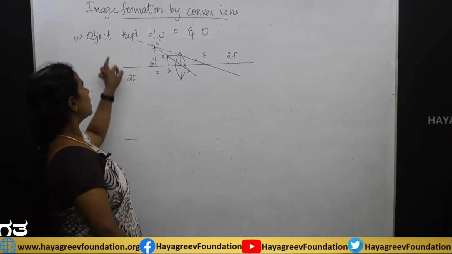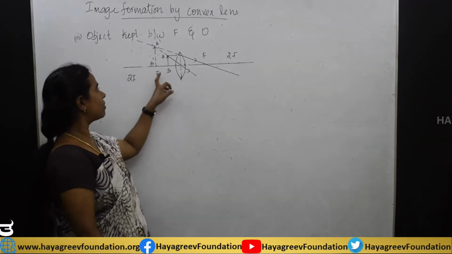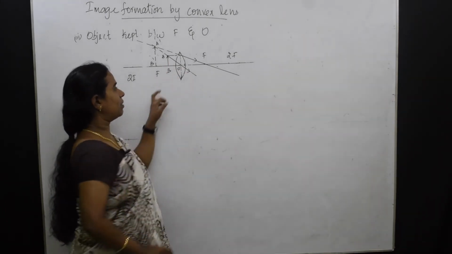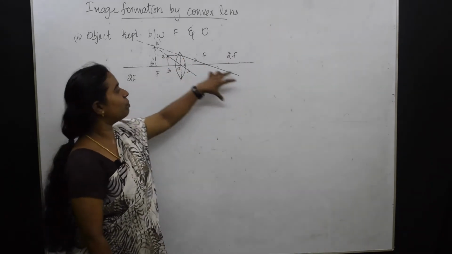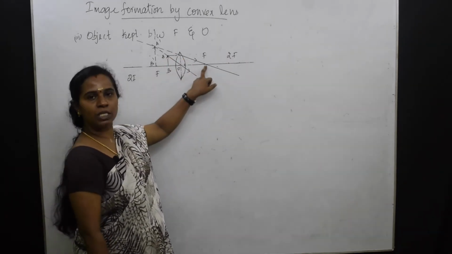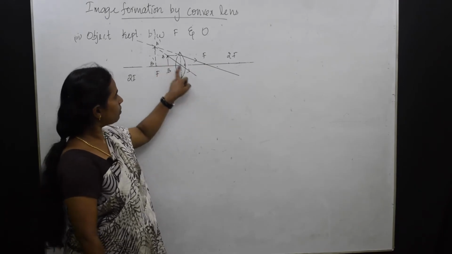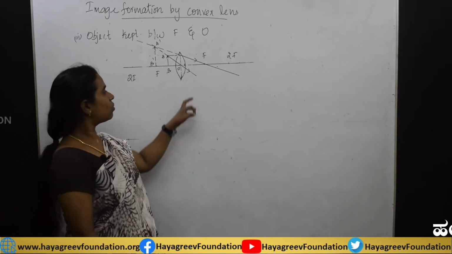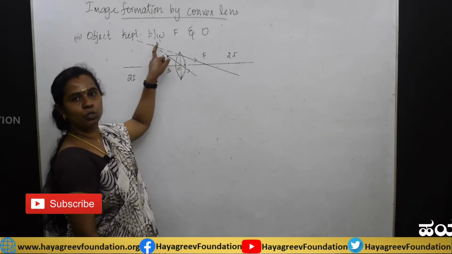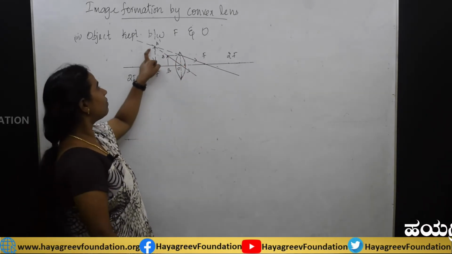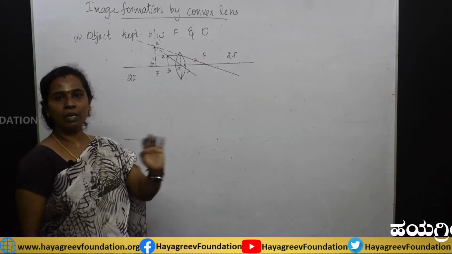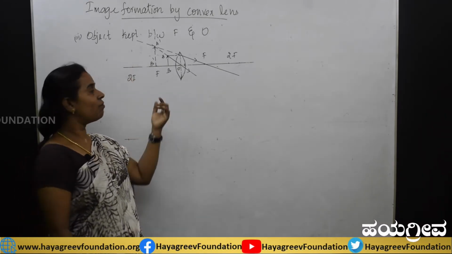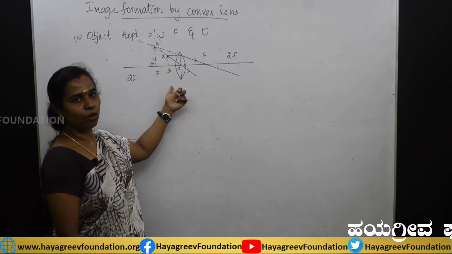Next case: object kept between f and optic center. So a small object we will keep between f and optic center. The refracted rays are going to diverge. The parallel ray passing through principal focus and the ray passing through the optic center, both the refracted rays are going to diverge. So these diverged rays, backward, we are going to meet with the help of dotted lines. There we are going to get a virtual image, an erect, straight image. So an erect, enlarged, virtual image is formed on the same side as the object.